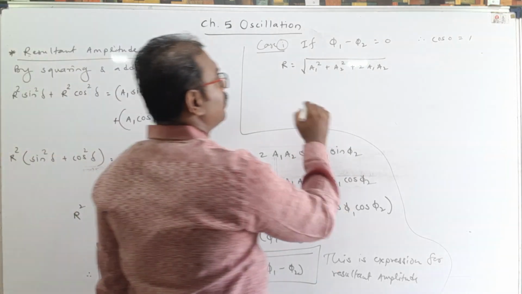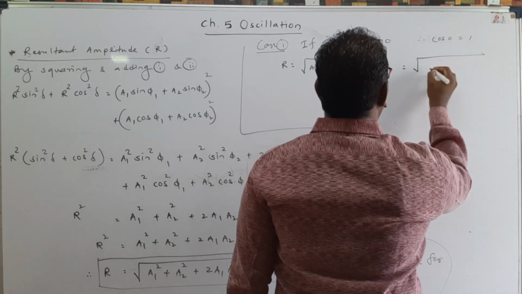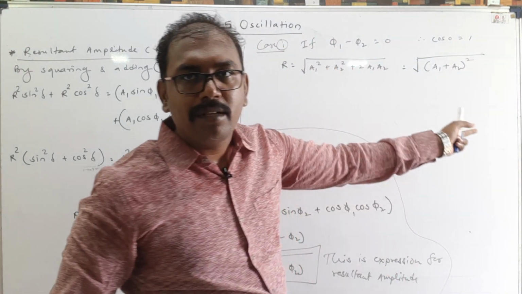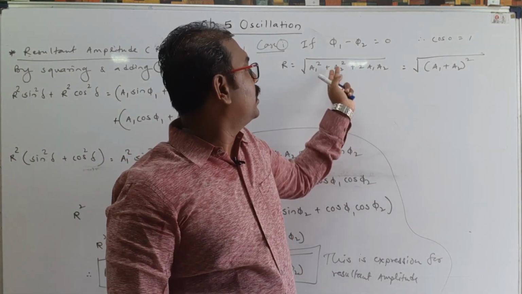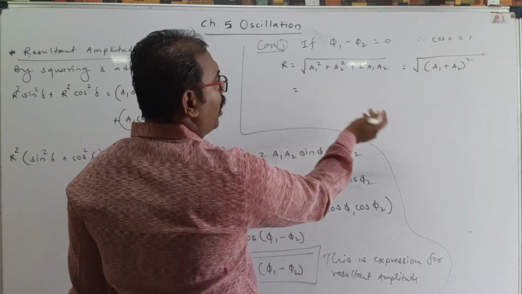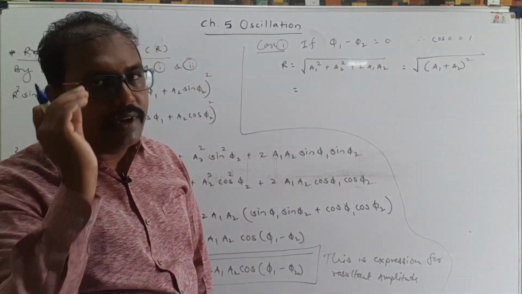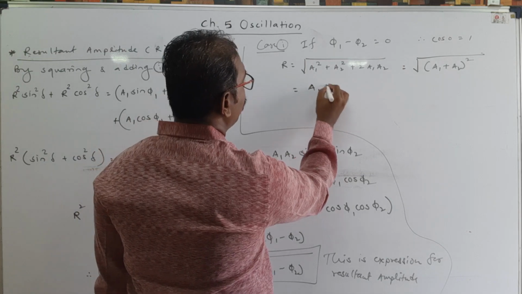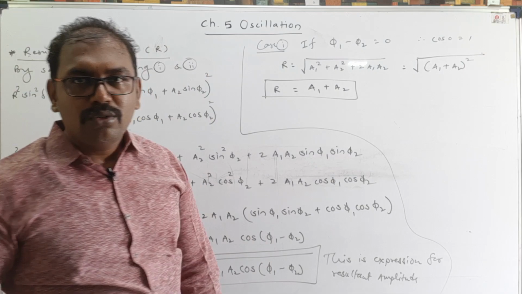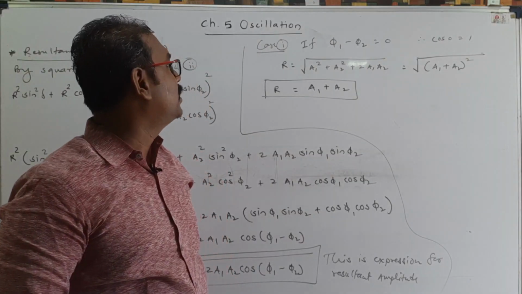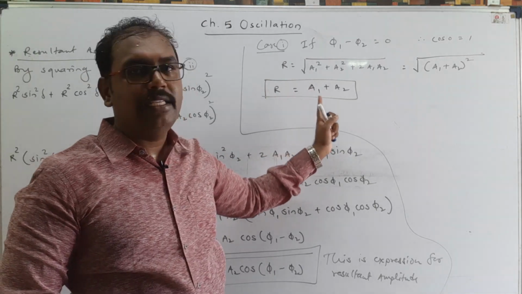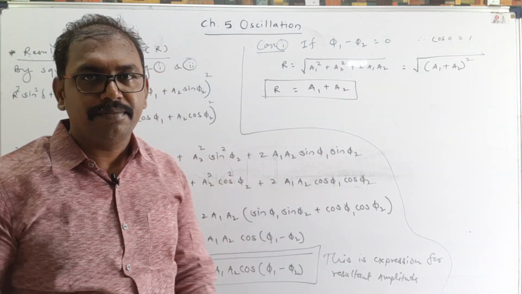Then under root this, we can write the same as a1 plus a2 bracket square. You know that a plus b bracket square is a1 square plus a2 square plus twice a1 a2. Now under root a1 plus a2 bracket square, we can write a1 plus a2. So this is the resultant amplitude. It means when the two SHMs are in the same phase, their resultant amplitude is the addition of their individual amplitudes.